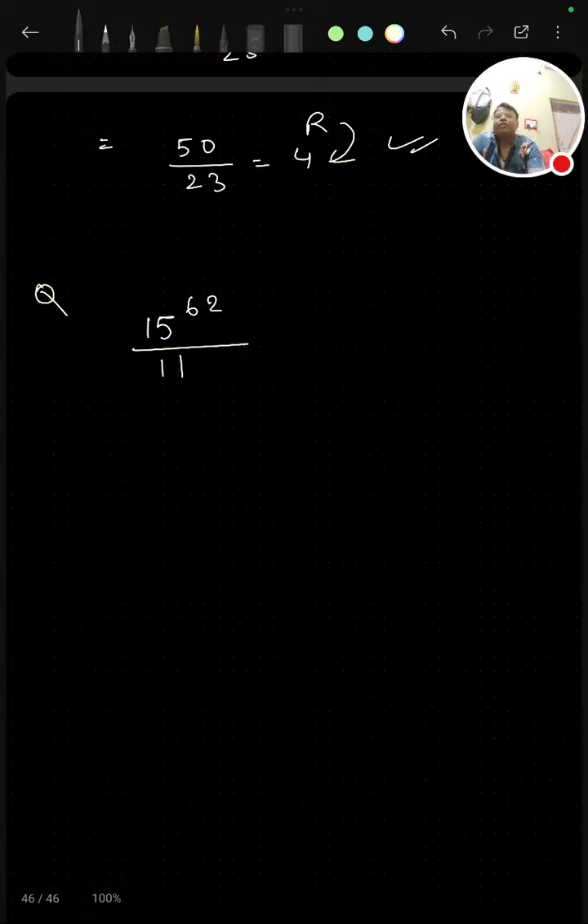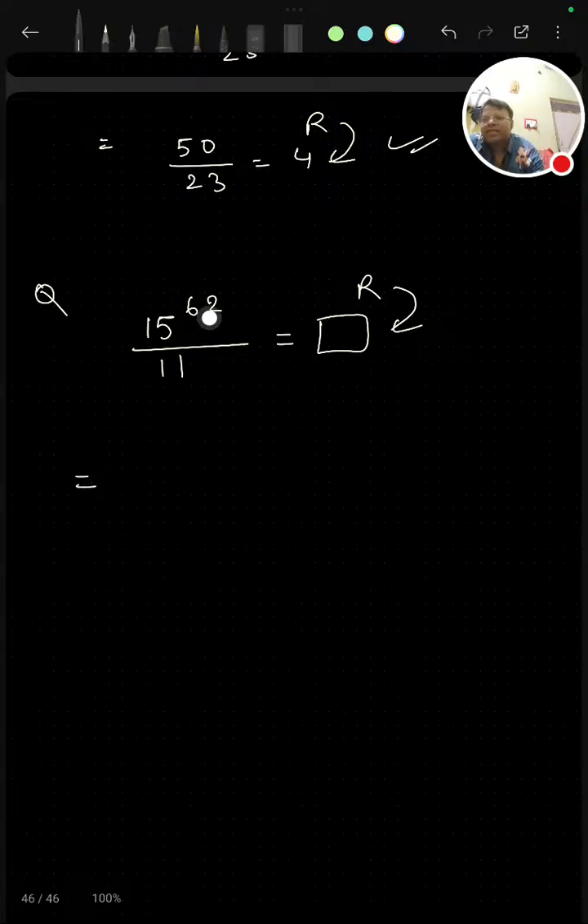Now next question, 15 to the power 62 when divided by 11, what is the remainder? Can you explain this question? This question is also related to the concept of Fermat's theorem.